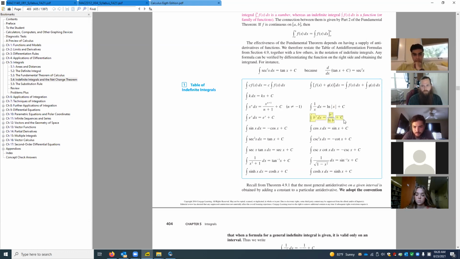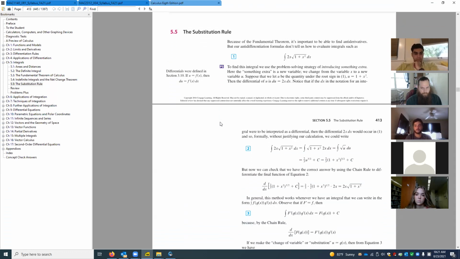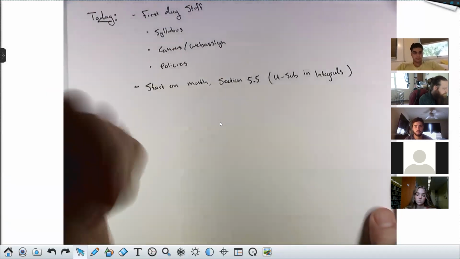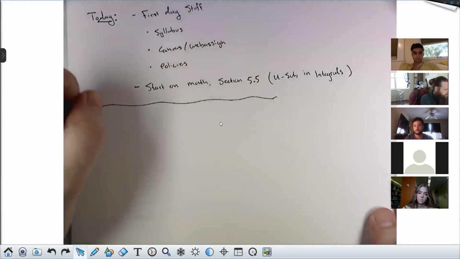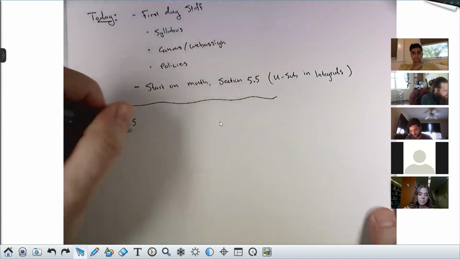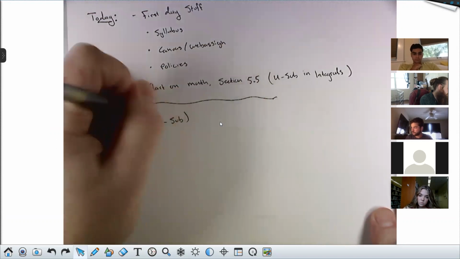Ones that people forget, this one, like how do you integrate 2 to the x? People forget this all the time. And then these ones down here at the bottom, the inverse trig functions, people tend to forget those a little bit. So make sure you know all of this, because I'm going to be beginning here in 5.5, which is on substitution. So let's do it. I'm just going to call it u-sub because that's what everybody calls it.